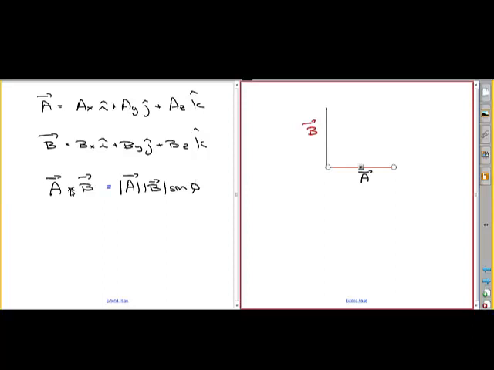The direction of the vector depends upon using this rule. If you look in your book on page 22, I think you take your hand and put it in the direction of vector A, and then you curl your hand to the direction of vector B, and your thumb is going to point in the direction of the resultant vector associated with this cross product.